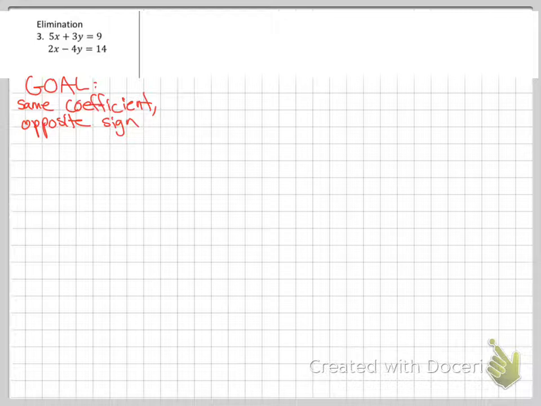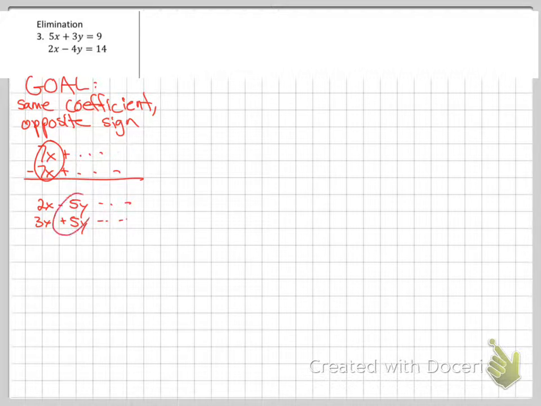For one of the variables. So for example, we could have 7x plus ... over -7x plus ... This would be a goal. Or we could have 2x minus 5y ... and 3x plus 5y ... That could be a goal also. It doesn't matter which variable, but they need to be the same number, opposite sign. So to do that, we want to multiply our equations by something.